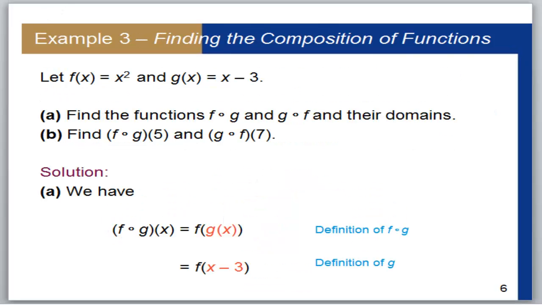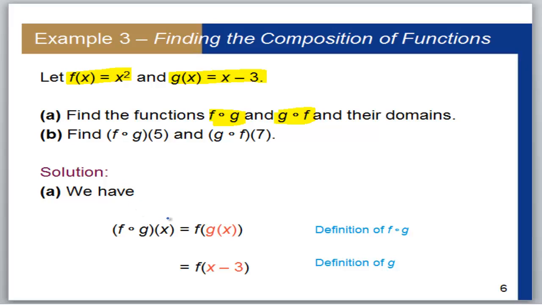So here's an example. Two functions, f of x equals x squared and g of x equals x minus 3. So we've got a quadratic and a linear function. And now here's something that we didn't talk about before. These two functions, f of g and g of f, they're not the same function, right? F of g, you're first applying g, then you're applying f. G of f, you're first applying f and then applying g. Alright, so that's the first thing they want you to do. They want you to find functions f of g and g of f.